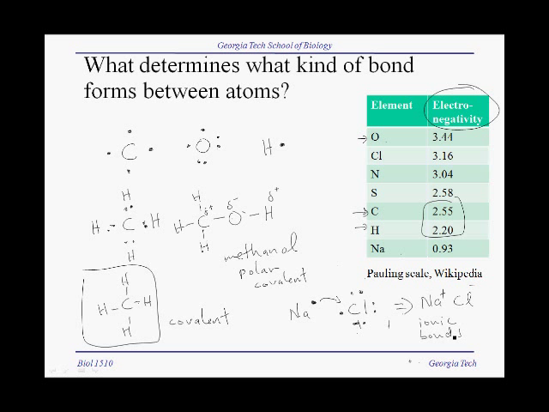So here are the 3 types of bonds: ionic bonds, polar covalent bonds, and covalent bonds, and they're all determined by how these valence electrons are shared or actually given away completely to a different nucleus.